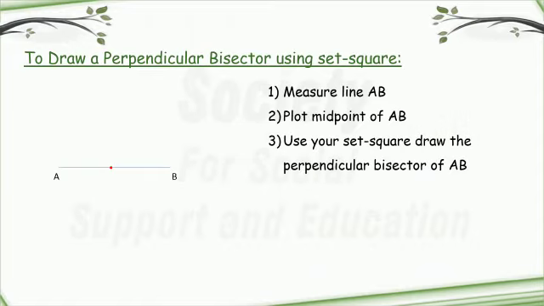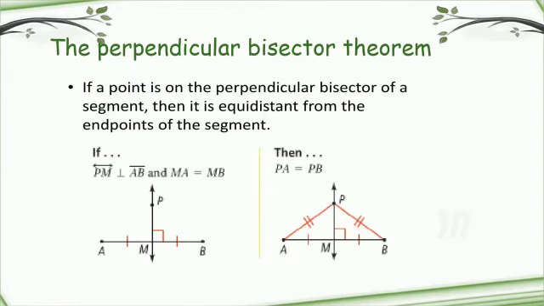Then we will use our set square to draw the perpendicular bisector of AB. So this is our set square. We place this set square at the 90-degree angle. Then we will draw the perpendicular bisector. So this line is the perpendicular bisector.